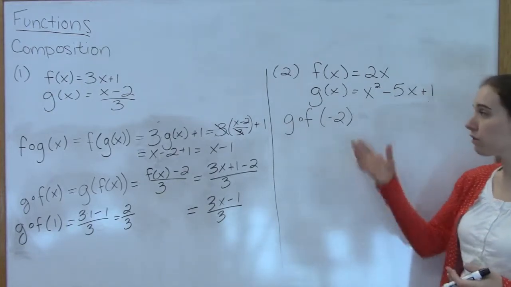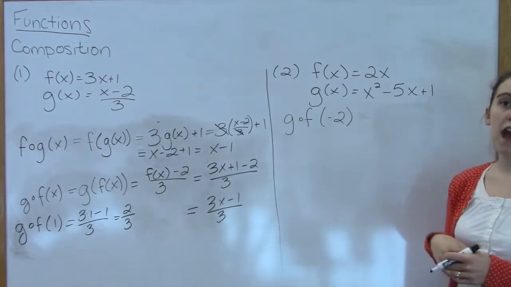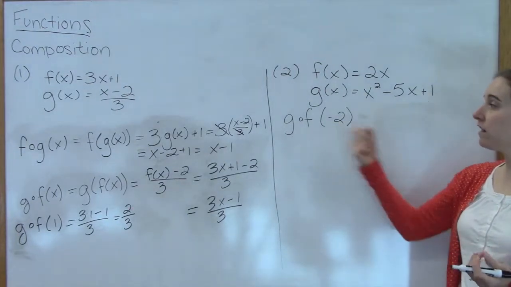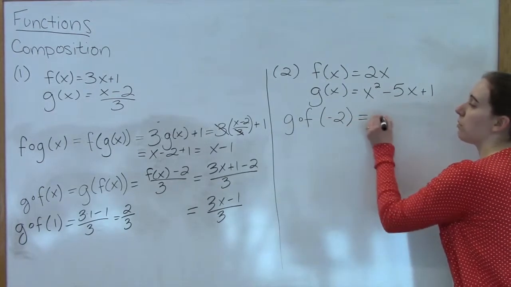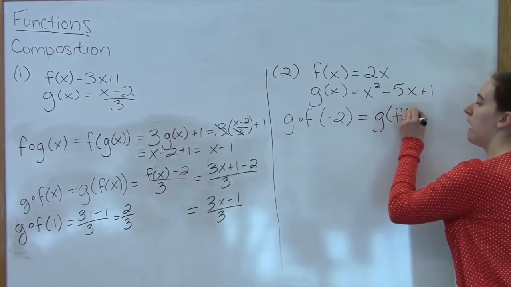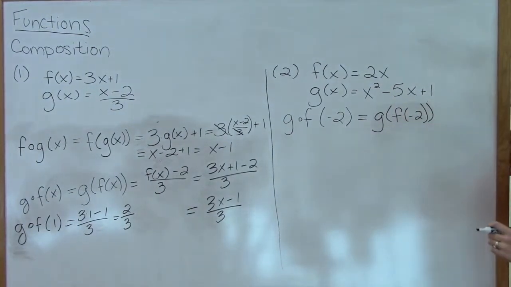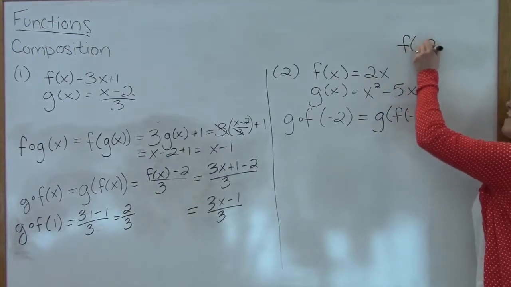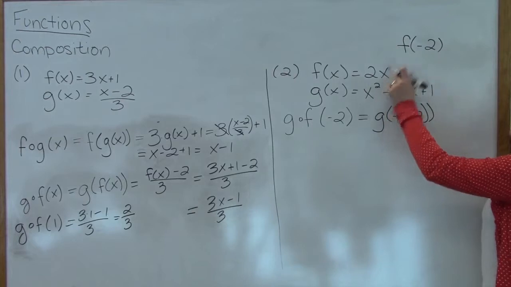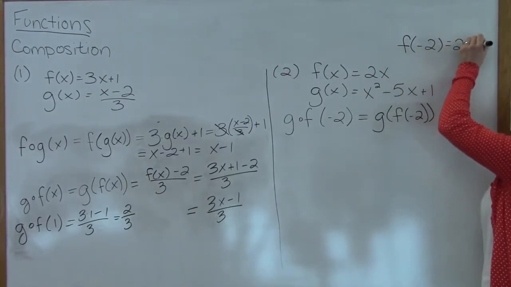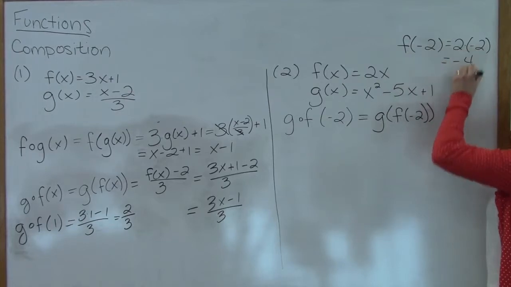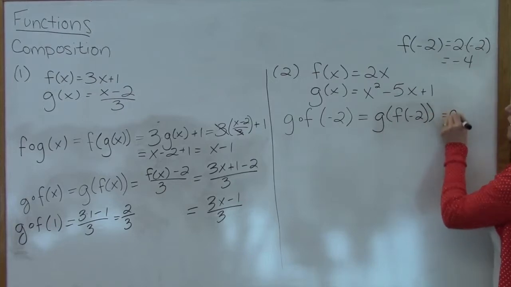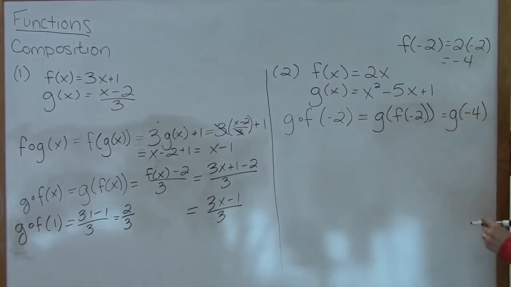Now we could go through, find g composed with f of x, and just substitute in negative 2 as our input. We can also find f of negative 2 and go from there. Because what we really have here is we're taking g of x and we're using f of negative 2 as an input. Well, we know how to find f of negative 2. We just used negative 2 as our input. So it's going to be 2 times negative 2, or negative 4. So I know f of negative 2 now. It's negative 4. So really what I have here is g of negative 4.